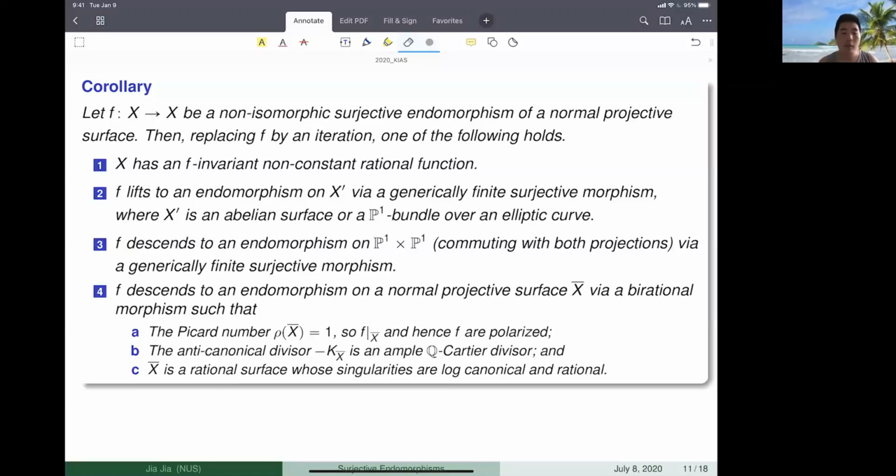This means either X has an F-invariant non-constant function, or this F can be lifted to a smooth surface. And this smooth surface means an abelian surface or a P1 bundle over an elliptic curve. Or F descends to P1 cross P1. The other case is F descends to a normal projective surface with Picard number 1.